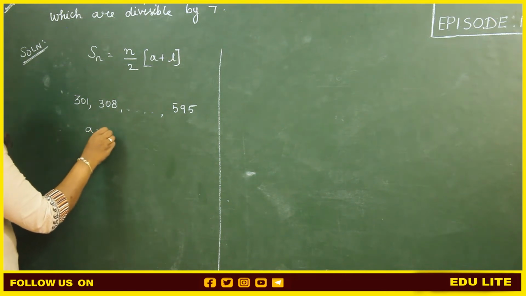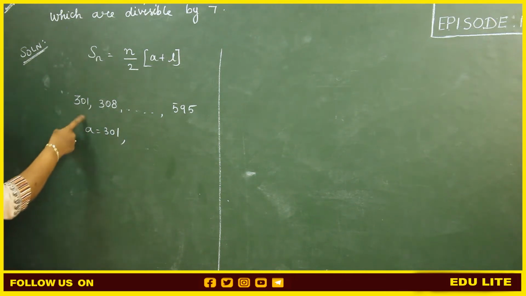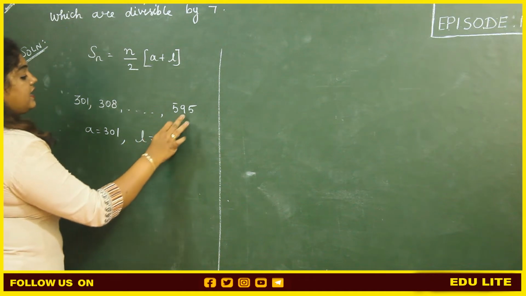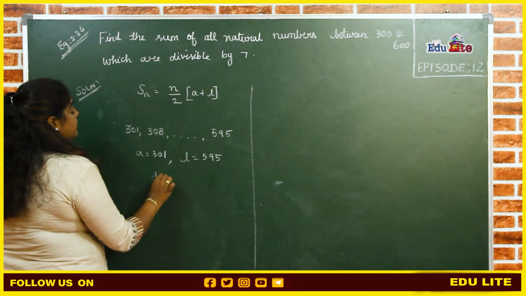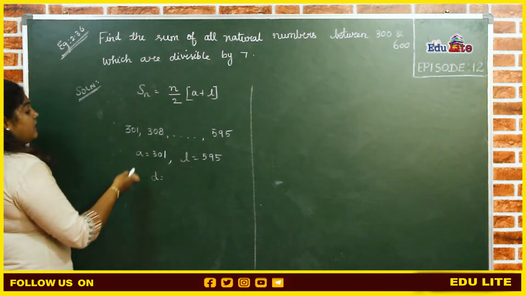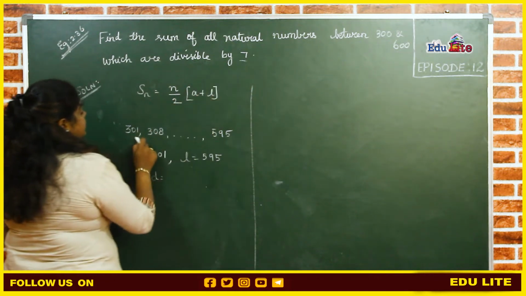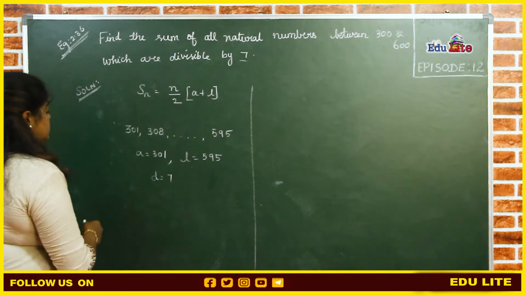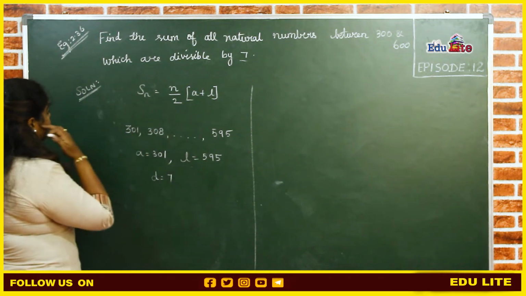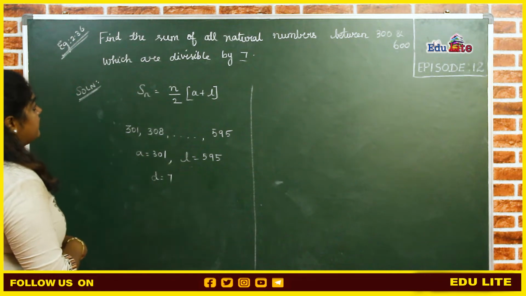So this is the sequence we have to consider, and we know the value of a from this: a is equal to 301, that is the first term, and the value of l is 595, which is the last term. Similarly, we can find the value of d easily because these are divisible by 7. So the difference between these two numbers is 7. So d is equal to 7. Let us substitute in this and find the value of Sn.